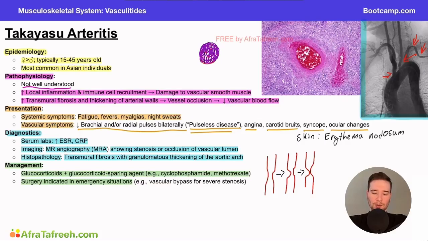Patients are going to have non-specific symptoms such as fatigue, fevers, myalgias, or night sweats, but the specific vascular findings are going to really help us differentiate this pathology from some of the other ones. Classically, we're going to see decreased radial or brachial pulses. This is why this is sometimes called pulseless disease.